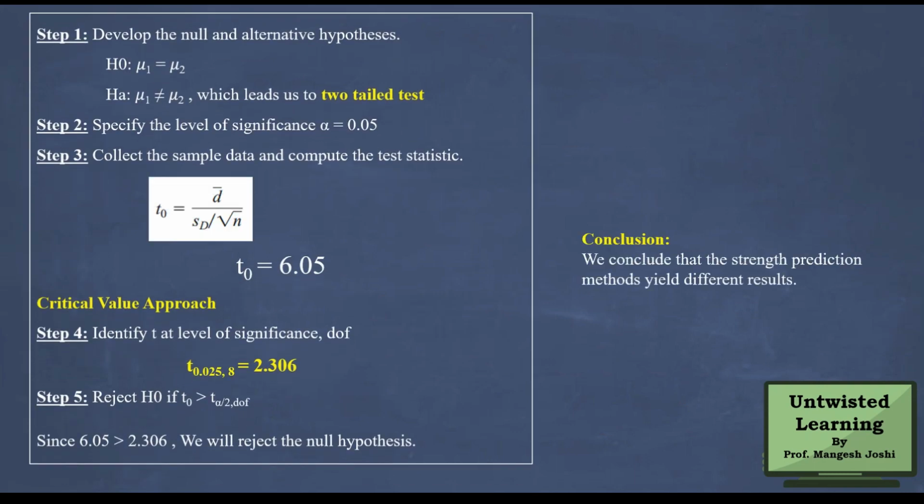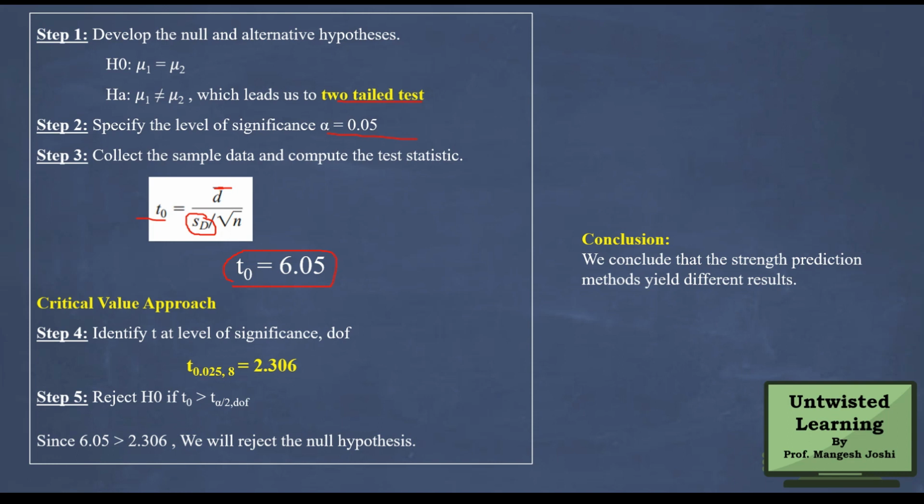So as per the steps, develop the null and alternate hypotheses. So mu1 equals mu2 is your H0 and mu1 not equal to mu2 is your alternate, which leads us to a two-tailed test. Alpha is 0.05. Now if alpha is not given in the problem, you can assume it to be 0.05. So compute the test statistic, that is T0, which is calculated as d bar, that is the mean difference, divided by the standard deviation of the differences divided by the square root of n. So this comes out to be 6.05.